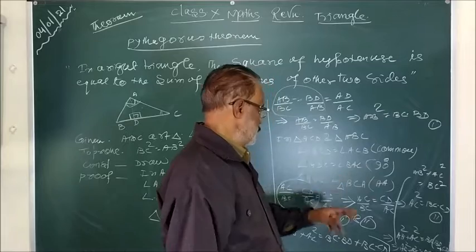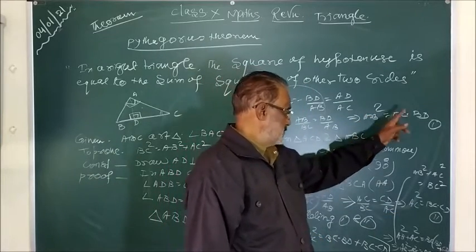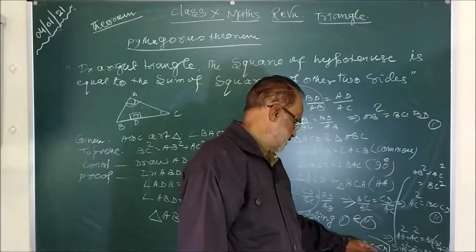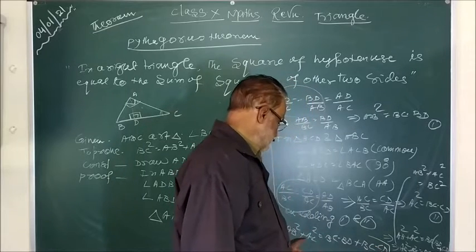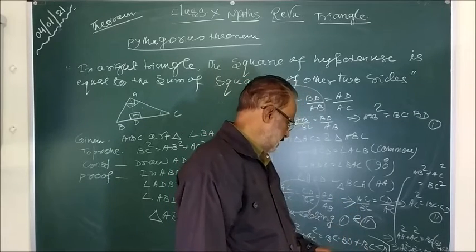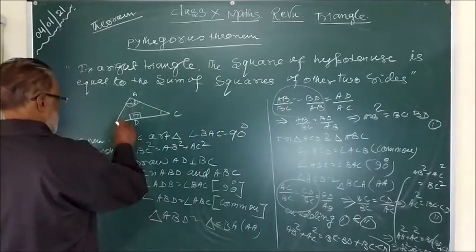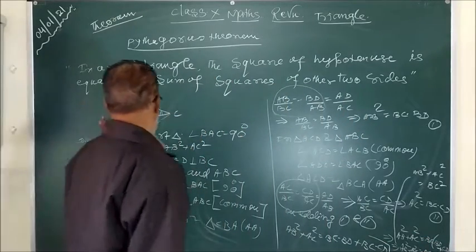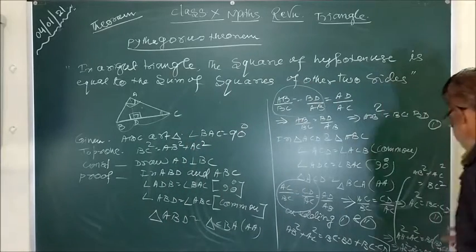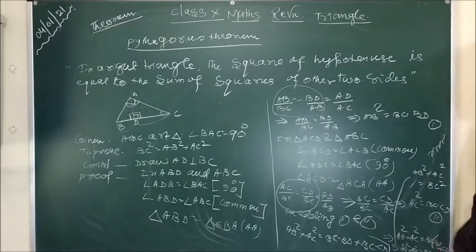So these two equations we have got. On adding these two, left side AB square plus AC square, and right side BC into BD, and here BC into CD. Now left side we have only copied. On the right side, BC is taken common, so inside we get BD plus CD. And now you see the figure, BD plus CD is equal to BC. So now BC into BC, BC square. That's all. Proved. So this is Pythagoras theorem.